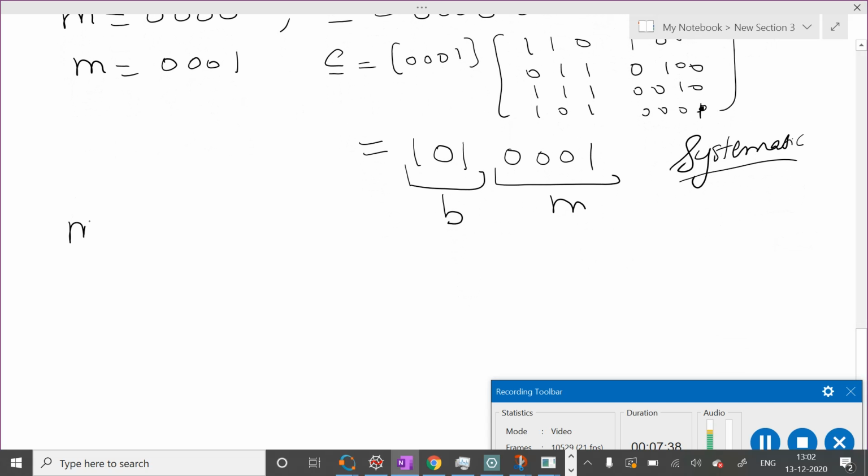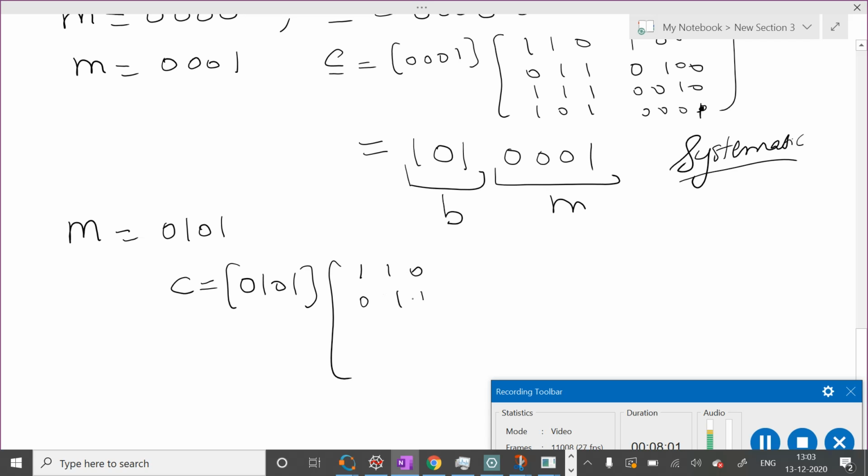Similarly, suppose I take the message as 0101. Again you have to multiply to obtain the code word. That is why it's called the generator matrix. Pre-multiply the message vector with the generator matrix, and it will generate the code word. Hence the name generator matrix: 110, 011, 111, 101 and then 1000.